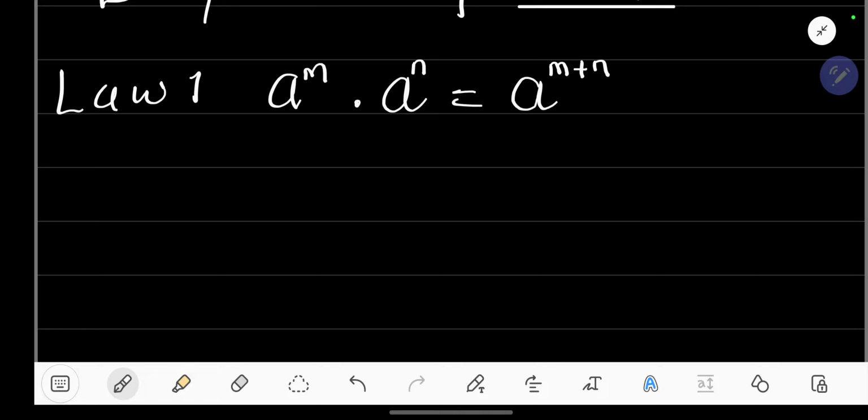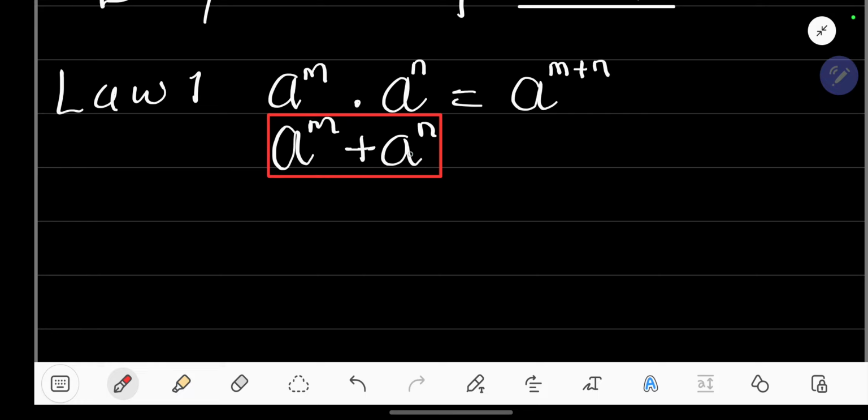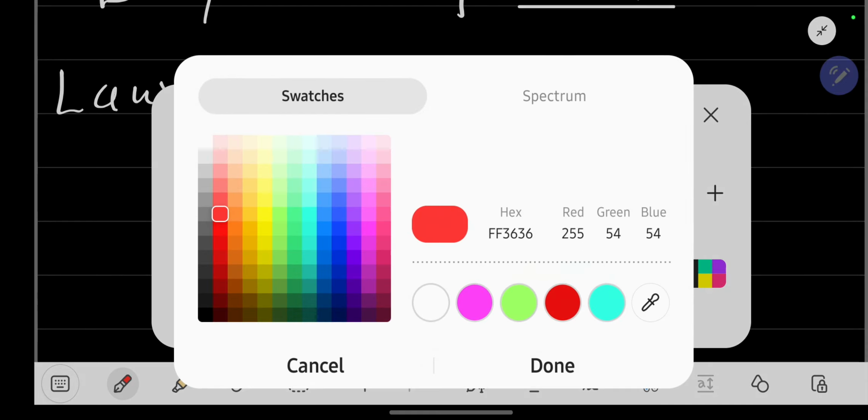Please guys, don't confuse this with when you add them. We do not have a rule for this one. It's not applicable when you add the powers of the same bases. Please know that. So let's quickly go to law number two.